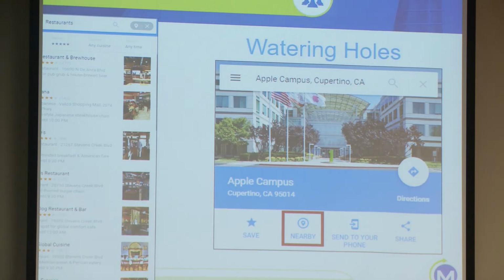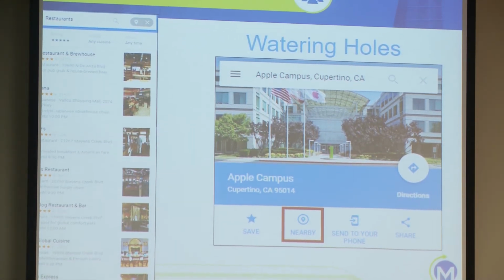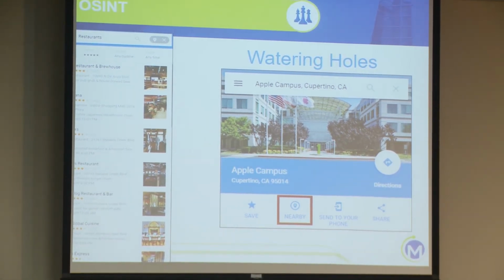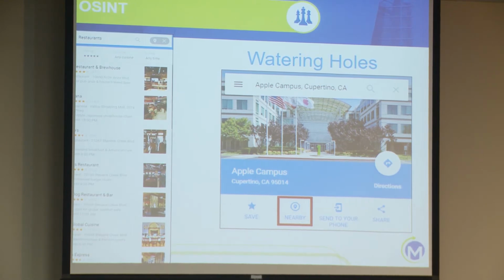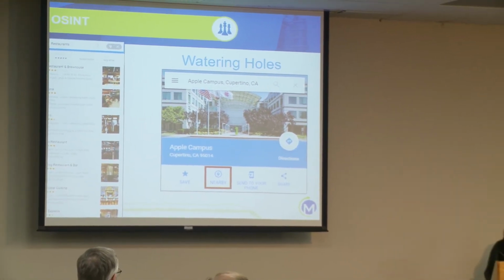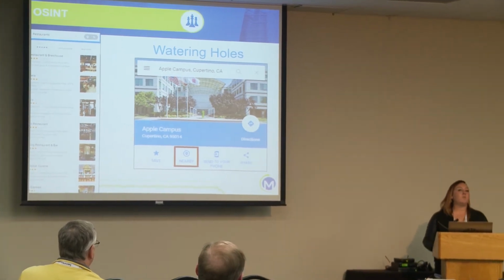All right, watering holes. When you have a really big campus or area, a lot of times employees like to eat out. Google has a cool thing called nearby. So I'll type in my target, click nearby, and get a list of restaurants. When I get those restaurants, during recon, we'll go and visit them.